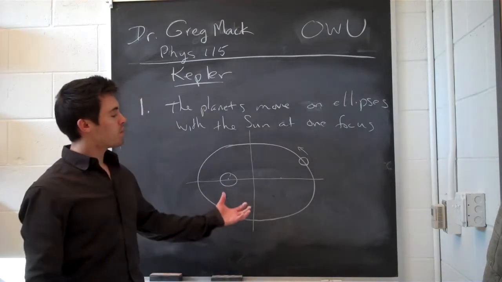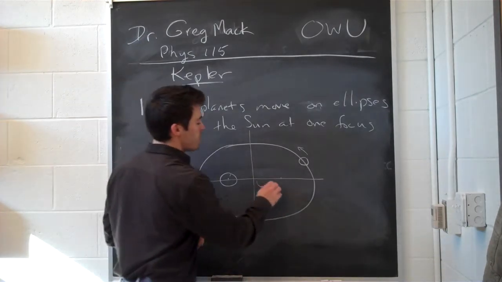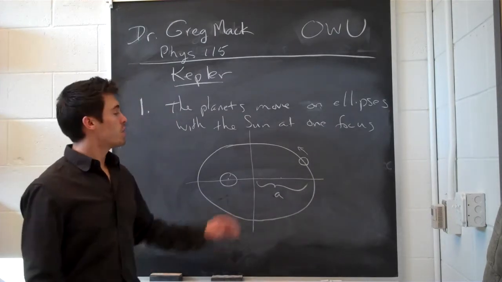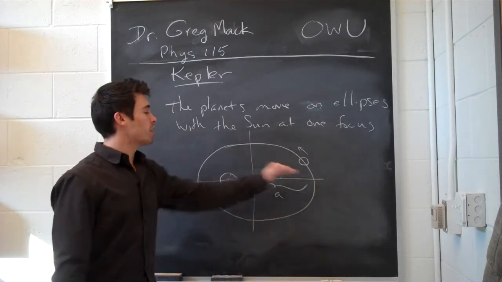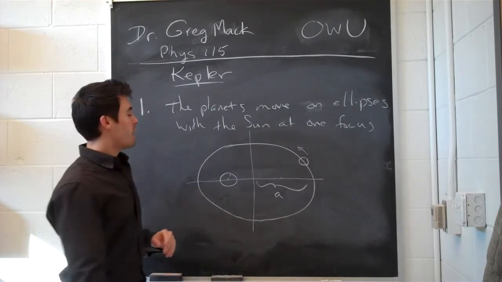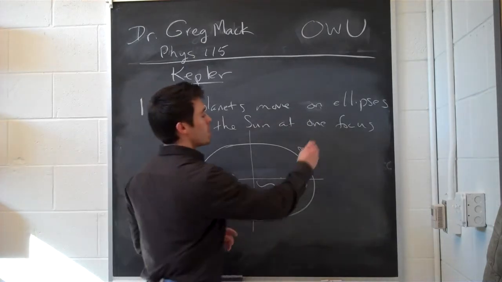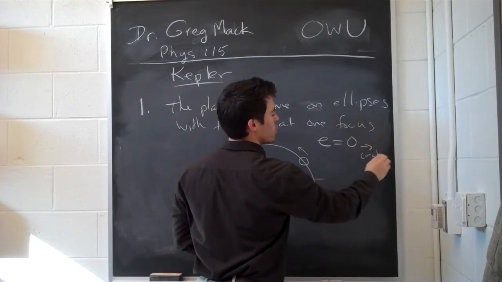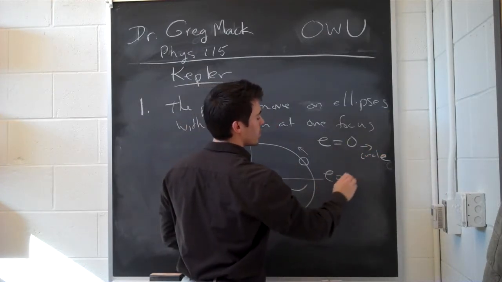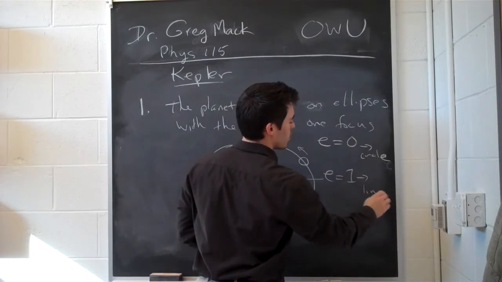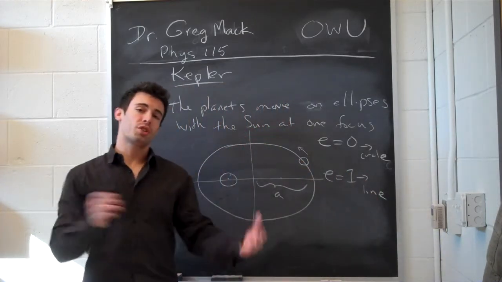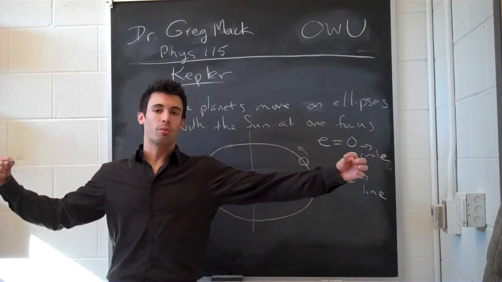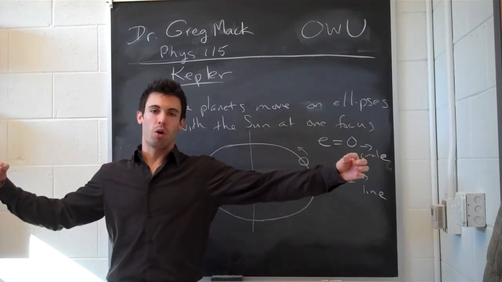So the ellipse is categorized by 2 different things, that being the semi-major axis, or A, which is half the length of the longest dimension, and then also the eccentricity. The eccentricity goes between 0 and 1. The closer to 0 you are, the more circular. The closer to 1 you are, the more stretched out you are, the more approximating a line you are.